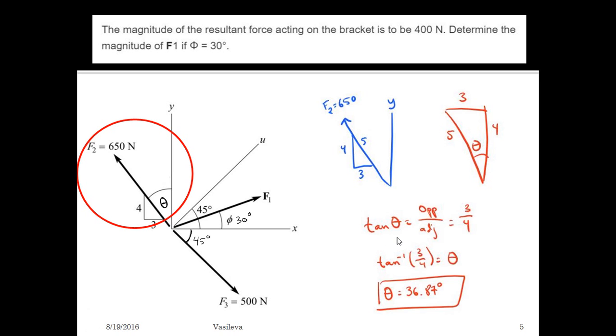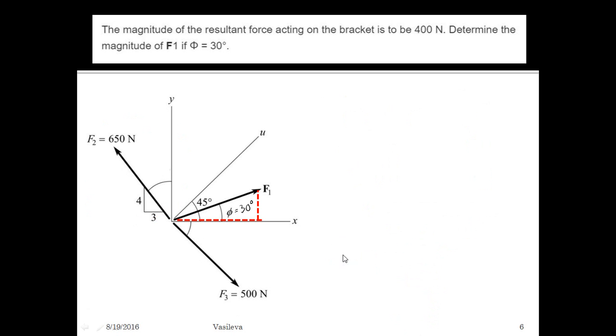So I did tan theta equals opposite over adjacent. So tan theta equals 3/4. The arctangent of 3/4 equals theta. So I found theta to be 36.87 degrees. So now I know what this angle right here is, and I know pretty much all of my angles, so I can proceed.